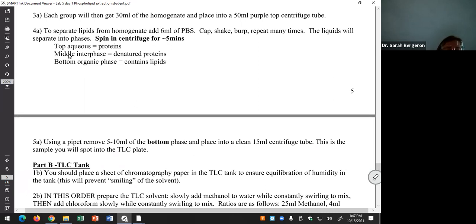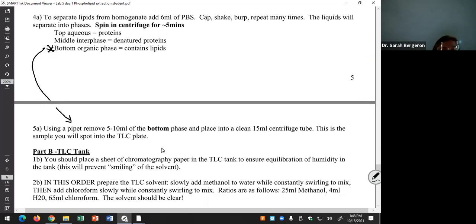So which of these 3 do we want? We want the bottom organic phase. So this is what we want. We're going to use a pipette and pierce through the top phase, through the second phase, and have that pipette enter the bottom phase. And then you suck up 5 to 10 milliliters of that bottom phase. Doesn't really matter how much. 5 mils is plenty. And you place it into a new clean tube, and this is going to be your lipid sample.